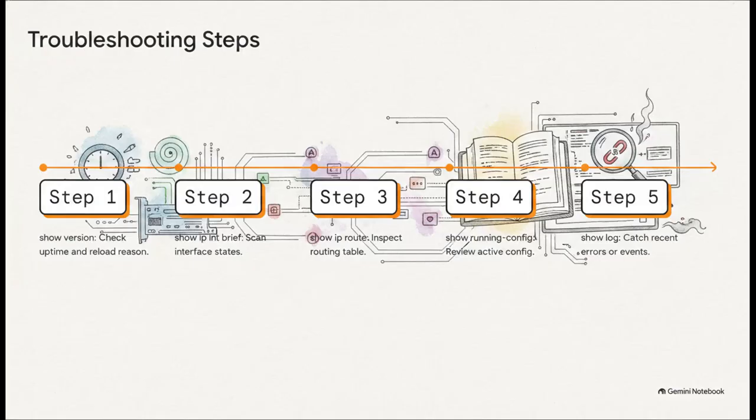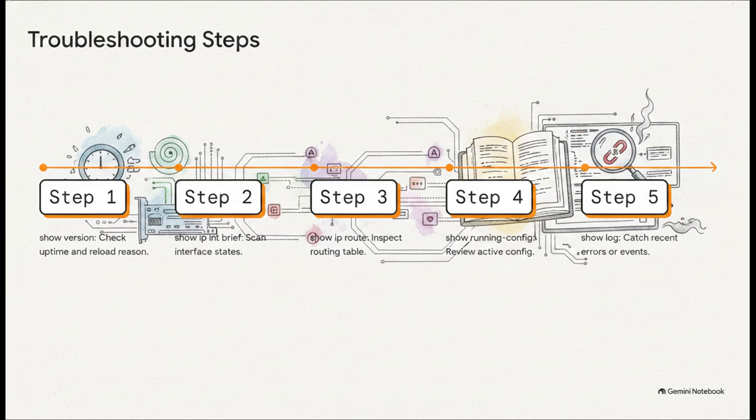Now, let's look at this timeline. When you jump onto an unknown or broken device, this is the exact 5-command sequence every engineer should run, in order, every single time. Step 1. Run show version to check device uptime and see exactly why it reloaded last. Step 2. Show ip interface brief to just rapidly scan what's up or down.